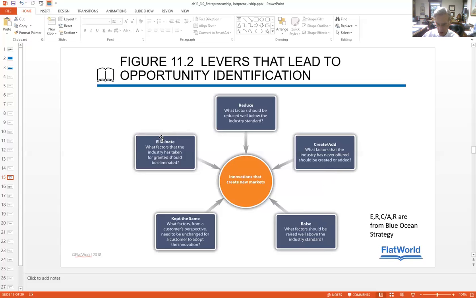The authors acknowledge that these items, eliminate, reduce, create or add, and raise, are actually the elements of the blue ocean strategy, a concept developed by a couple of theorists, Kim and Mauborgne. The blue ocean strategy is more than a strategy. It's a philosophy that supposes that there are facets of an industry, segments of a market that really exist, but they haven't been discovered yet. Those undiscovered elements represent a whole blue ocean, a whole new area that entrepreneurs can explore.